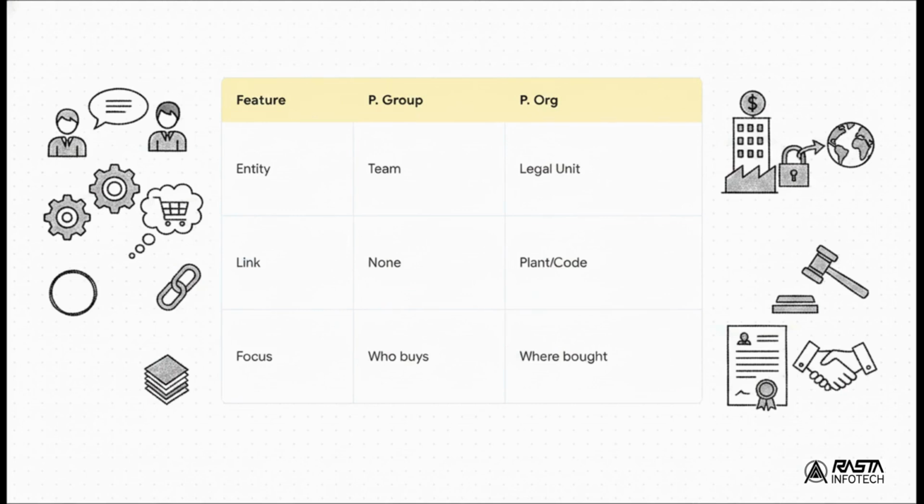Now, contrast that with a purchasing organization. That represents the legal unit. It is strictly linked to a company code or plant. It focuses on where the buying happens, and crucially, it's used for high-level legal contracts and broader vendor management. Honestly, just understanding this split solves like 90% of SAP setup confusion.